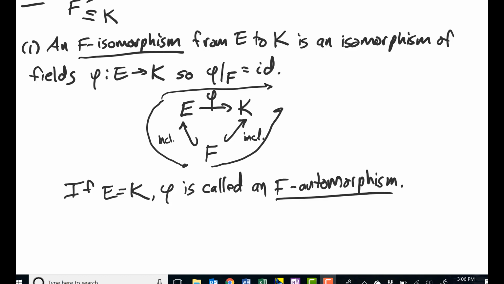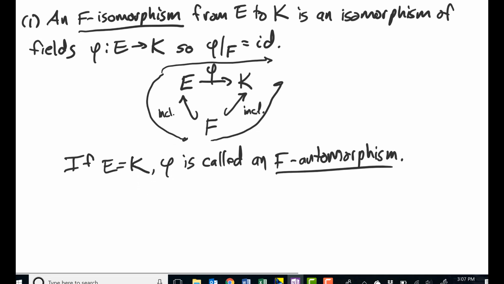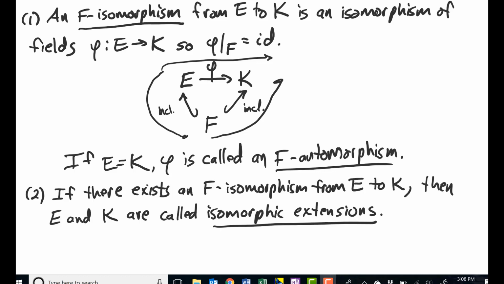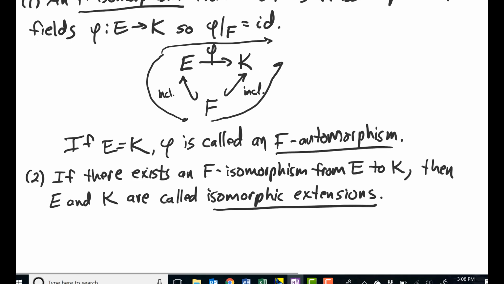In the special case that E is K, then phi is called an F automorphism. And these are going to be really important. This is going to be what we call our Galois groups in a little bit. There's a part 2. When there is an F isomorphism from E to K, then E and K are called isomorphic extensions. And this is going to be the sense in which splitting fields will be unique. Any two splitting fields, we'll see below, are going to be isomorphic by F isomorphisms.